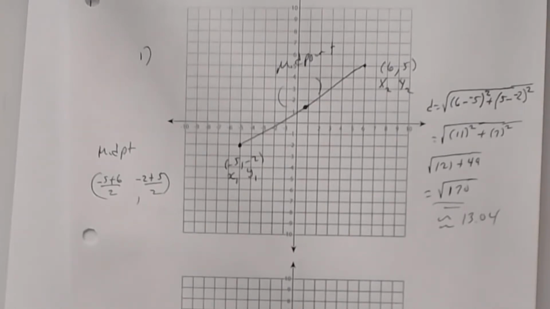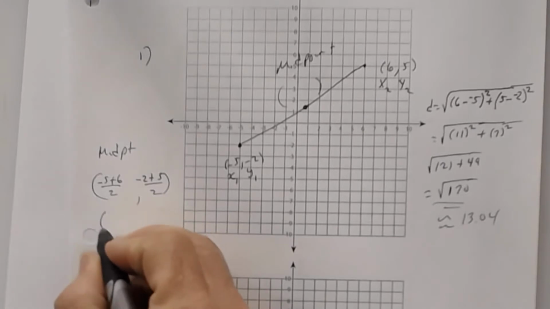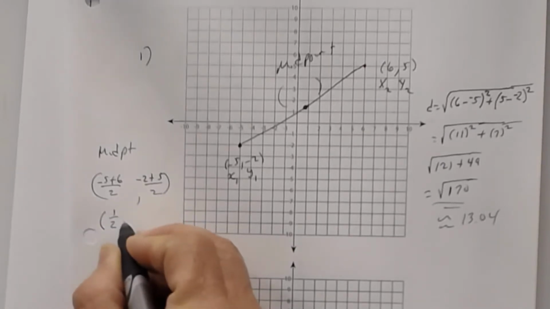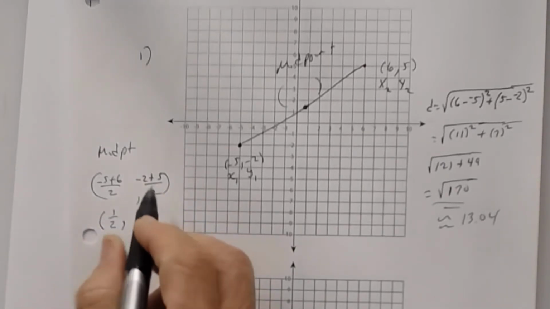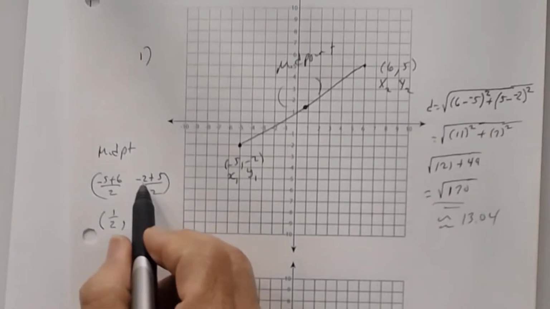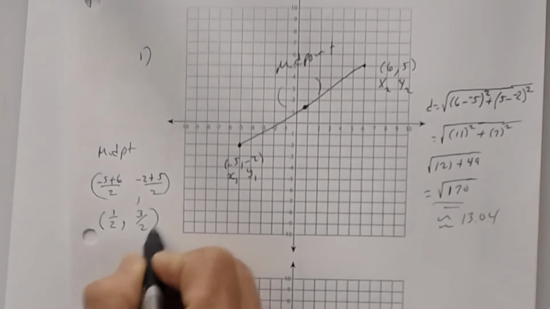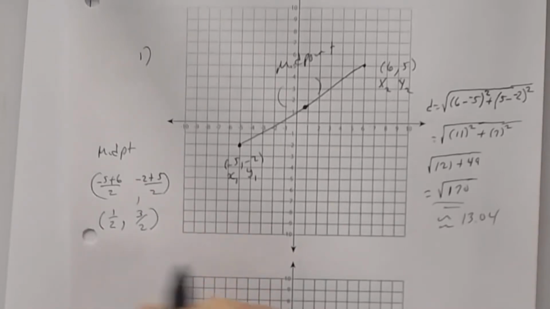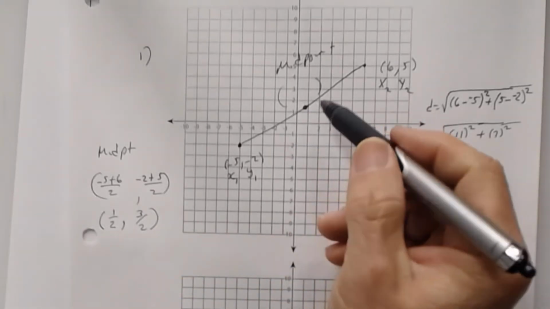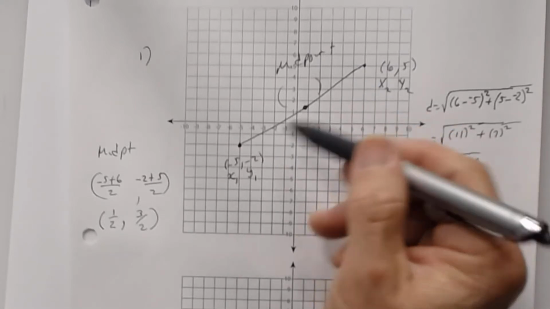So that first coordinate, what's -3 plus 6? I'm sorry, I said -3. I meant -5, I'm sorry. -5 plus 6, which is what? 1. So my x coordinate is 1/2, right? Now my y coordinate. -2 plus 5 is 3. 3, so that's going to be 3 what? Halves.